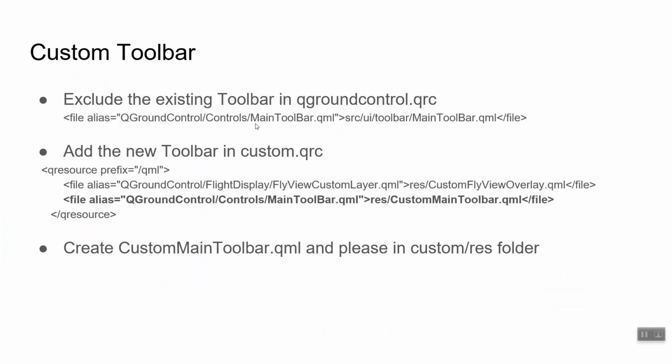Okay, so what do I do? I know that all of that is in the main toolbar.qml. So I'm going to say in my qgroundcontrol.qrc, that's actually wrong, that should be qgroundcontrol.exclusion. I am going to say exclude this file, and then I'm going to add a new one into custom.qrc, and you can do this with resources too. So we have added: please replace the Qgroundcontrol controls main toolbar with our custom main toolbar, which is in the resources. And then you create your main toolbar.qml and place it in the custom resources folder.